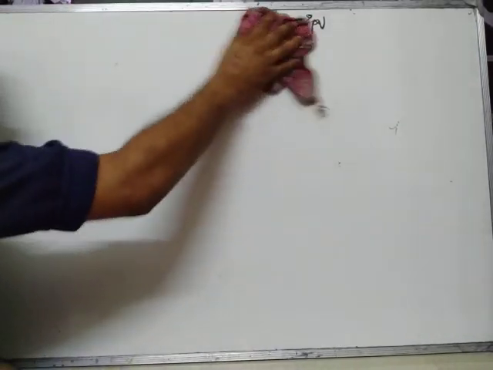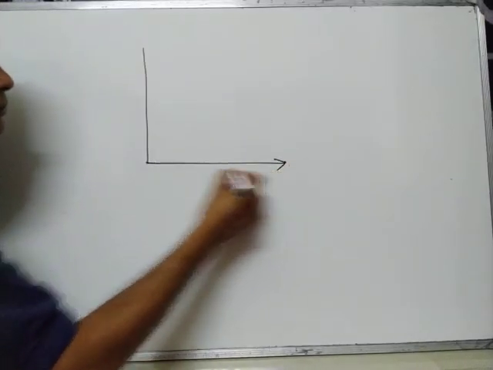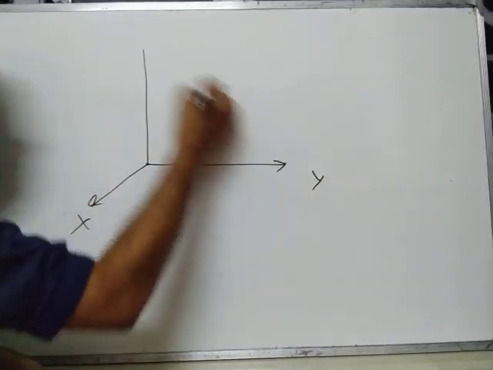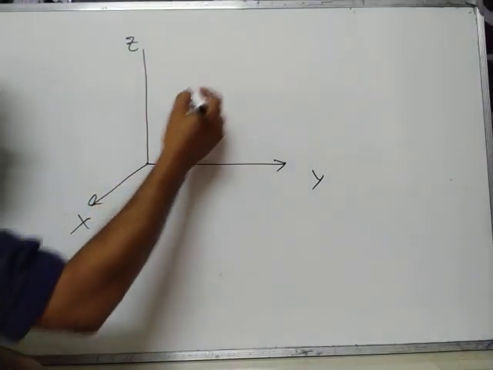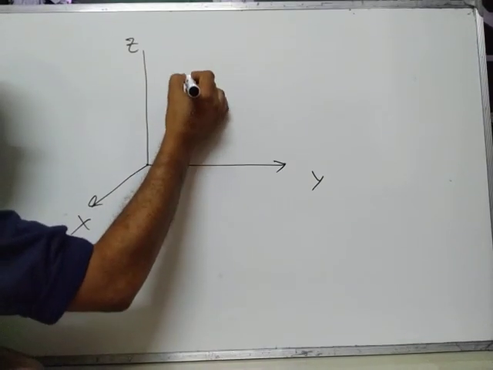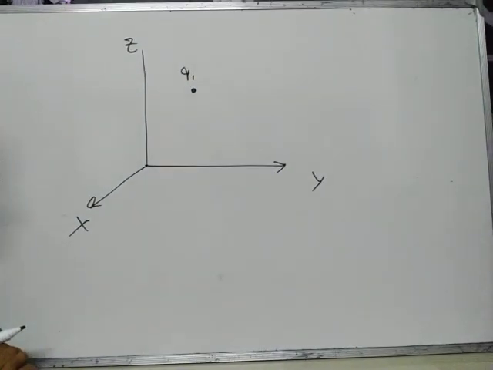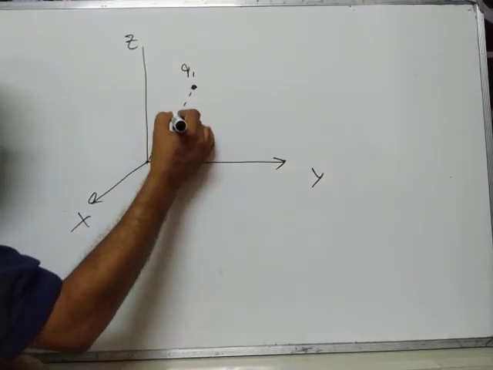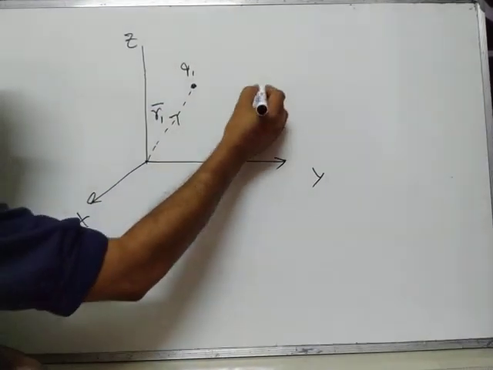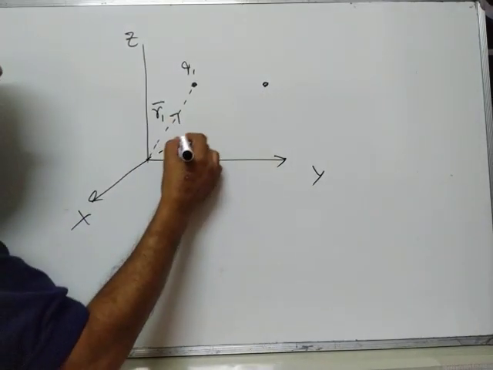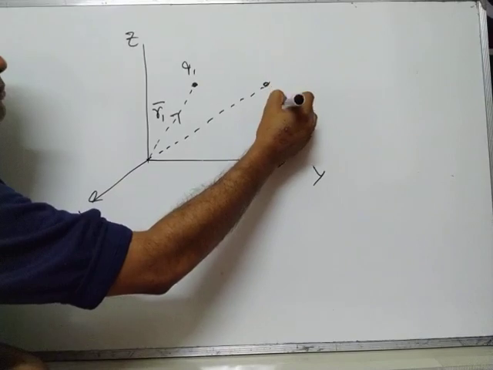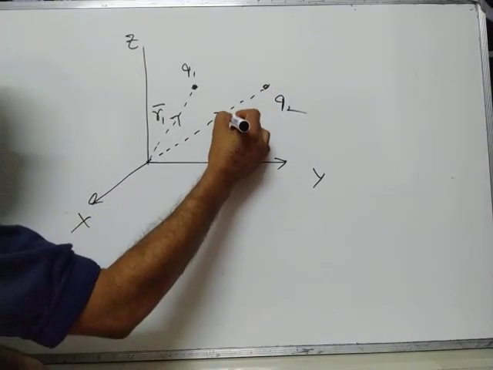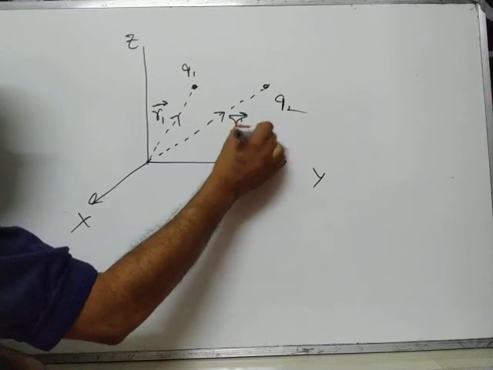Now we write Coulomb's law in vector form. Let us take a three-dimensional system, x, y and z axis, and let here be charge q1 at position vector r1, and here another charge q2 whose position vector is r2.